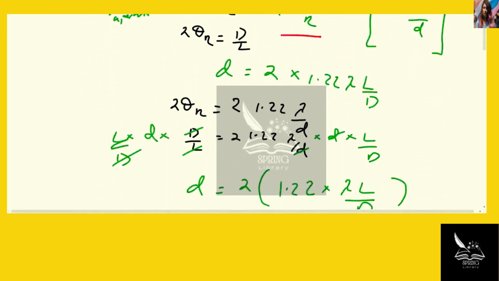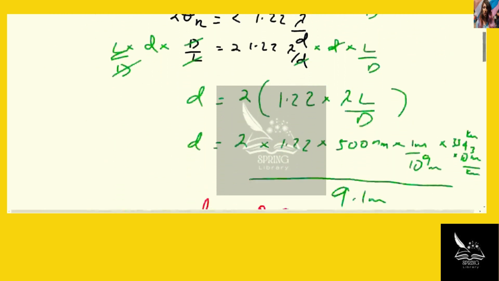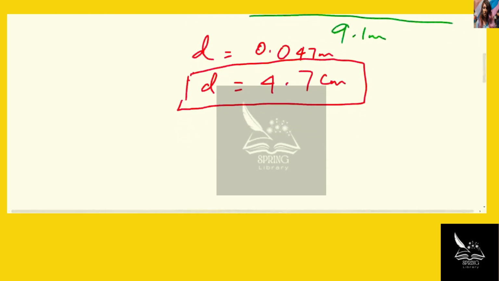So equivalences are happening here. First one is 2 theta r is D over L. D is the diameter, and L is the distance. Capital D is this diameter right here, and L is that distance, and this is our small d, the diameter of the laser beam. And this is our lambda. Those were the pieces of information given. So we simplify for d, and we end up with 4.7 centimeters.